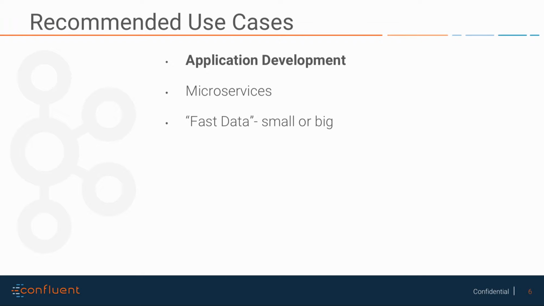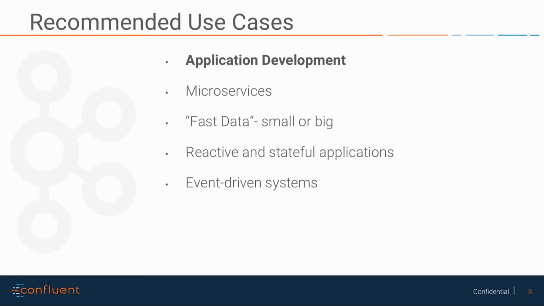You would use Kafka Streams for anything that's considered fast data, regardless of whether that represents small or big data volume. You can use it to implement reactive and stateful applications for event-driven systems and for continuous transformations and queries of data. While Kafka Streams isn't necessarily intended to be used for the heavy lifting of data science or data mining applications, it can be adapted to such use cases when necessary.